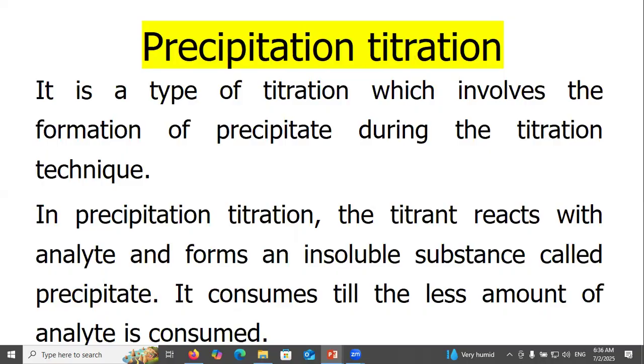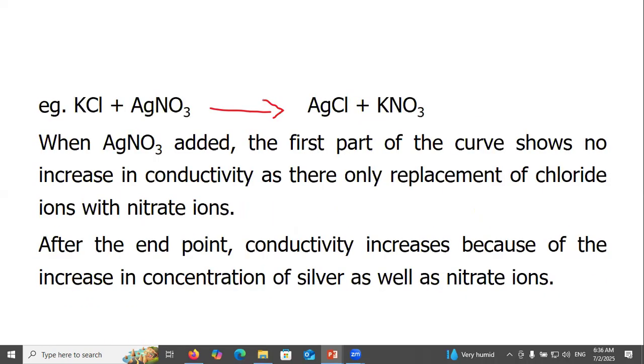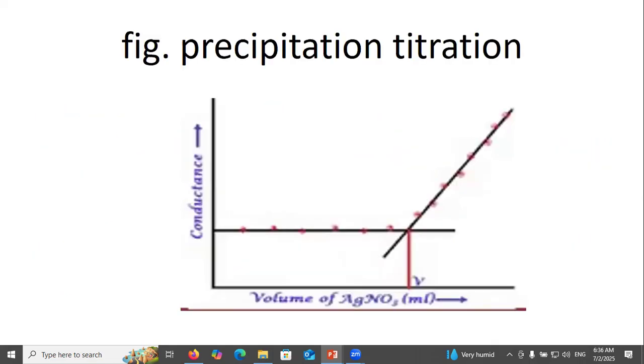Precipitation titration is a type of titration which involves the formation of a precipitate during the titration. In precipitation titration, the titrant reacts with the analyte and forms an insoluble substance called a precipitate. It continues till all the analyte is consumed. Potassium chloride, silver nitrate, silver chloride. When silver nitrate is added, the first part of the curve shows no increase in conductivity as there is only replacement of chloride ions with nitrate ions. After the end point, conductivity increases because of the increase in concentration of silver as well as nitrate ions.